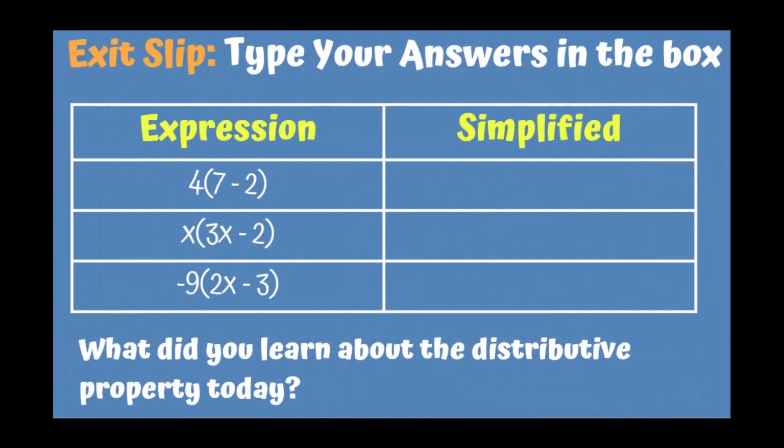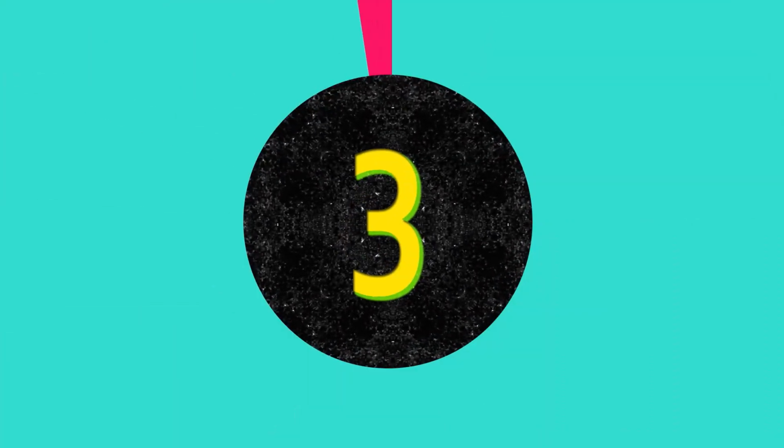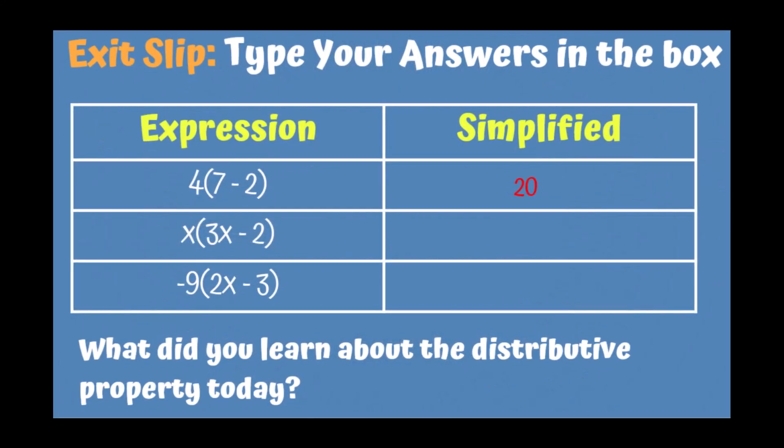So here's your exit slip. Simplify these and think about what you learned about the distributive property today. So we got 20 for the first one. So you got 3x squared minus 2x for the last one. And finally, if you're double checking your work, the last one should be negative 18x plus 27.